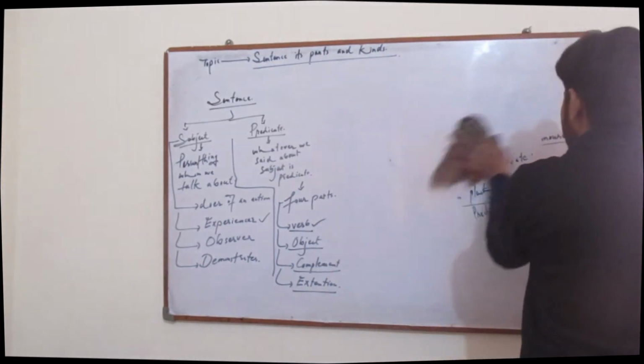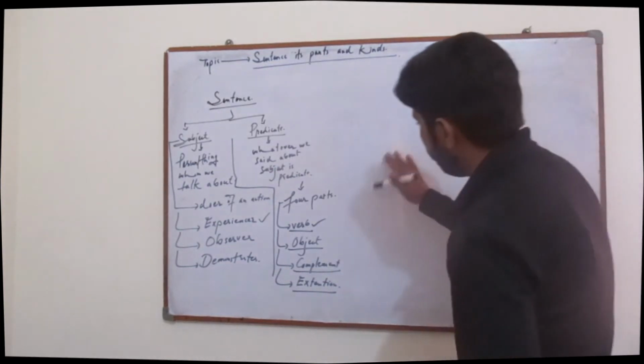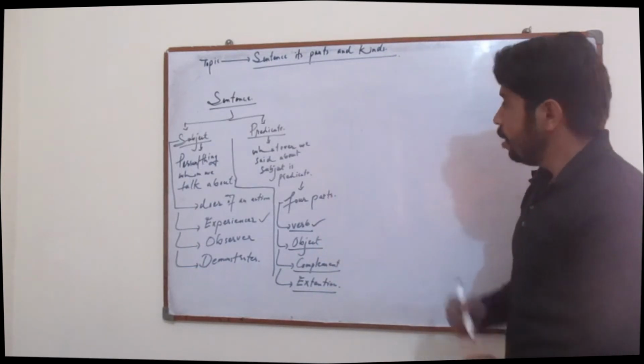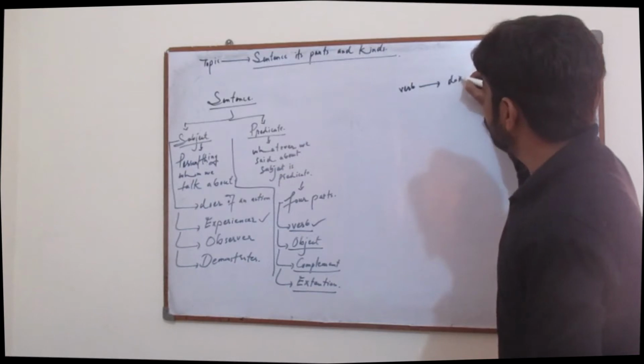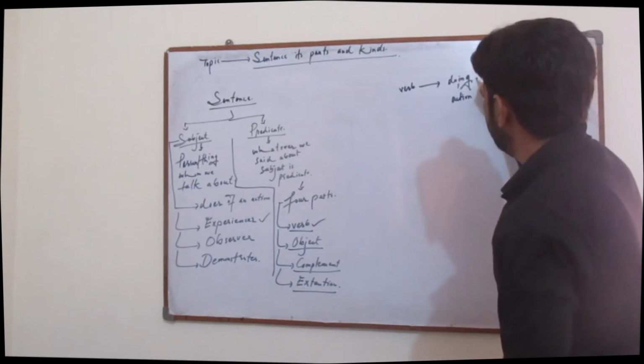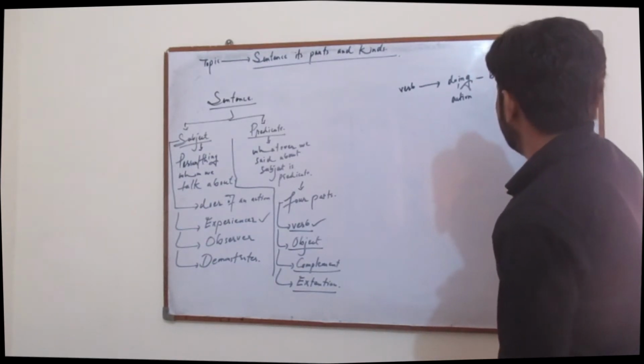Now let us discuss the parts of predicate. The first part of the predicate is verb. Verb shows doing, means action, what a person or thing does. It shows being, means what a person or thing is, means state.